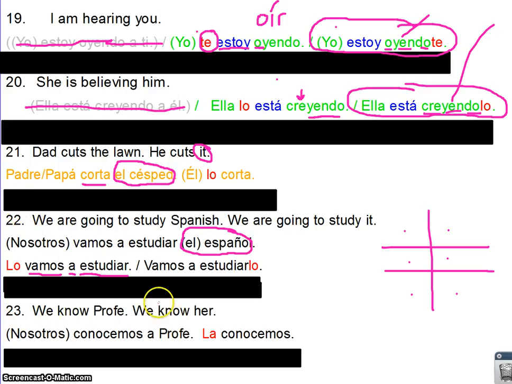23, we know profe, we know her. In this one, don't forget, if someone knows or is familiar with a person, place, or concept, you use conocer, not saber, because saber means to know facts or information, and sabers kill people. So we need the we form of conocer, profe. What is this a doing here?